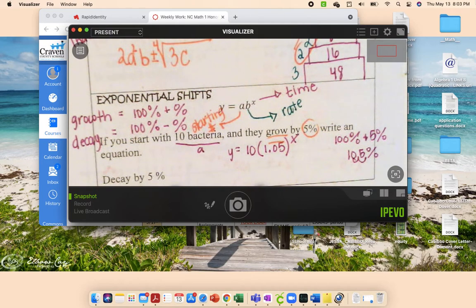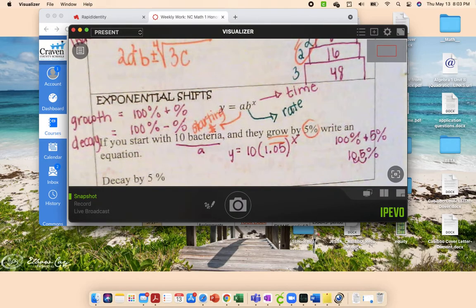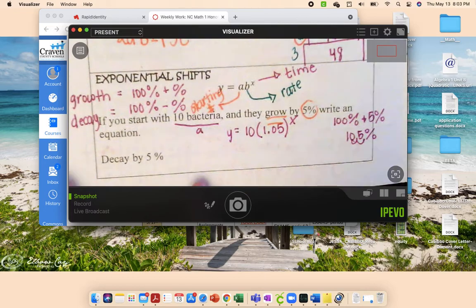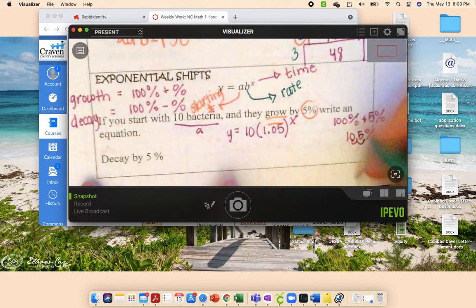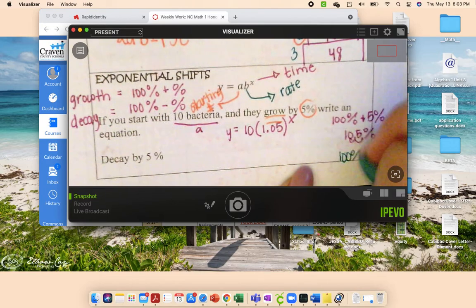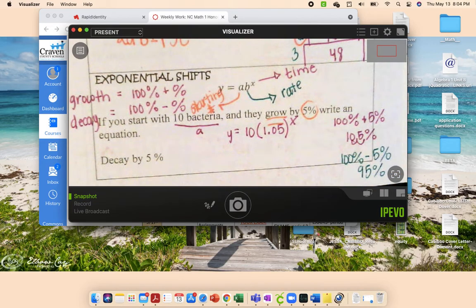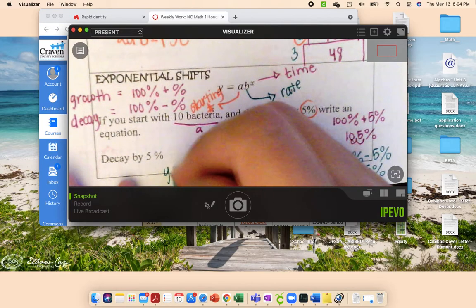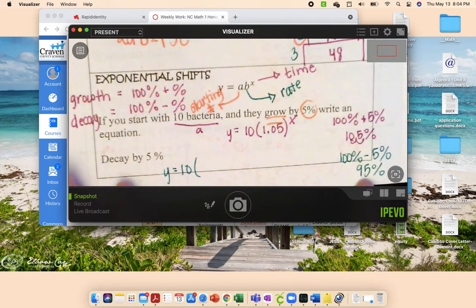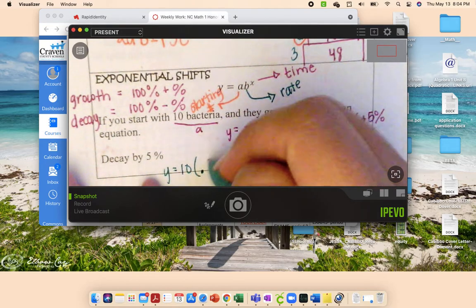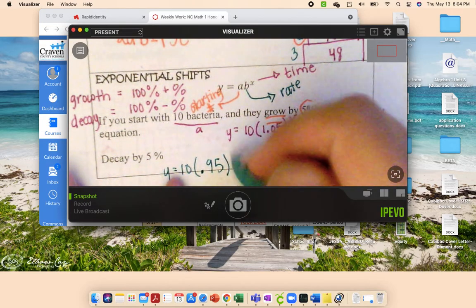The next one is a decay problem. So here we've got cells dying. In this one, we're going to have 100% minus 5%. And that is going to be 95%. That means 95% of the cells are surviving. All right, so anything below 100% is going to be a decay. We're starting with 10 cells of bacteria. We're not using percents. We have to write that as a decimal, so it's 0.95 to the x power.